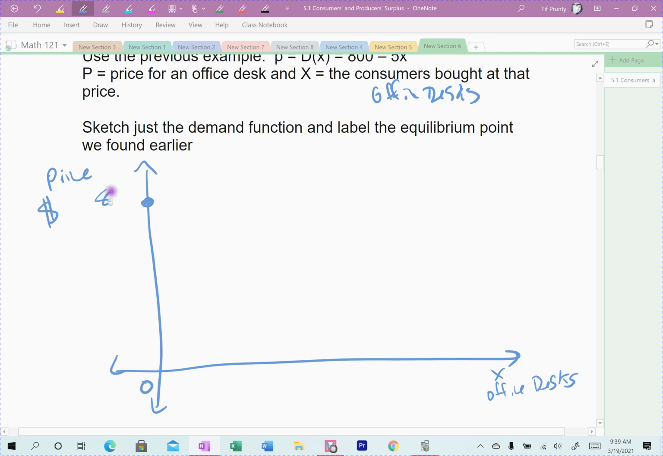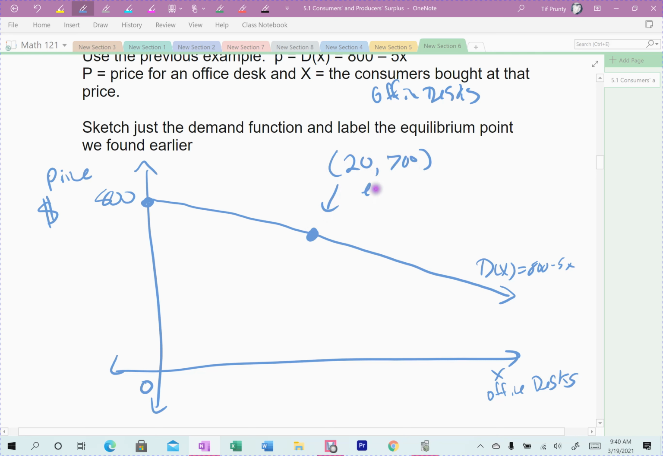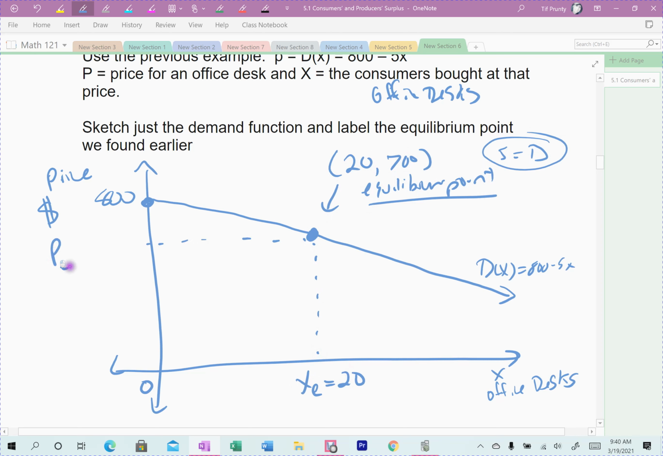And when they set their price to 800, 0 desks will be sold. And then remember, it's a line, and 800 is a lot bigger than the negative 5. So it's a line that's moving down, but it's not moving down particularly fast. So there's my demand, which was 800 minus 5x. Then the equilibrium point was (20, 700). That was my equilibrium point that I gave you in the last one, when supply equals demand. And so I'm going to go ahead and mark it off. My equilibrium number of office desks was 20. My equilibrium price was 700.